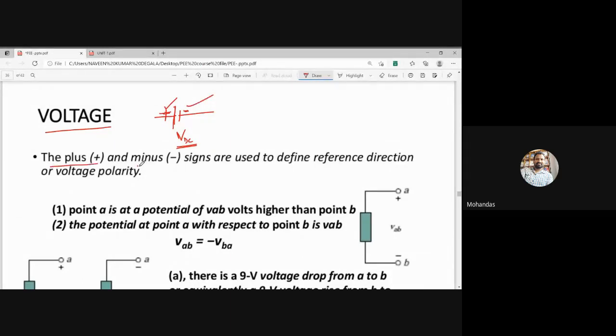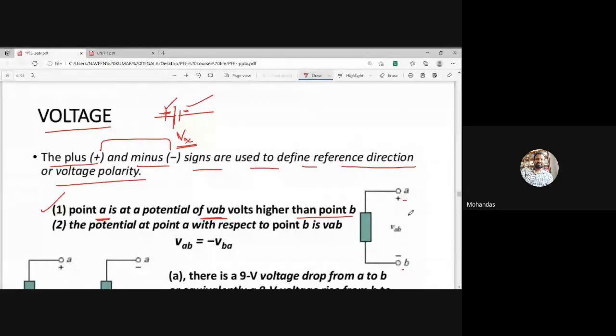The plus and minus signs are used to define the reference direction or voltage polarities. While representing this voltage in a particular circuit, you have to use plus and minus signs. Now, point A is at a potential of VAB volts higher than B. There are 2 points called A and B. This is point A and this is point B. Plus is higher potential and minus is lower potential.